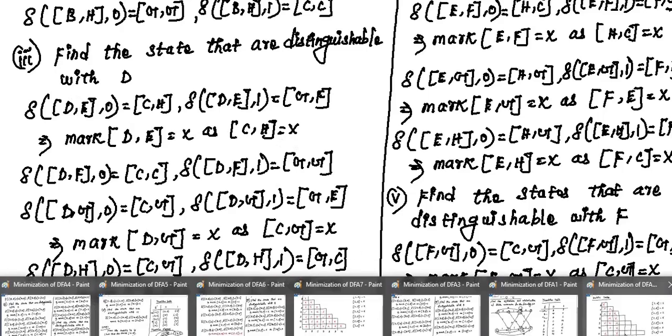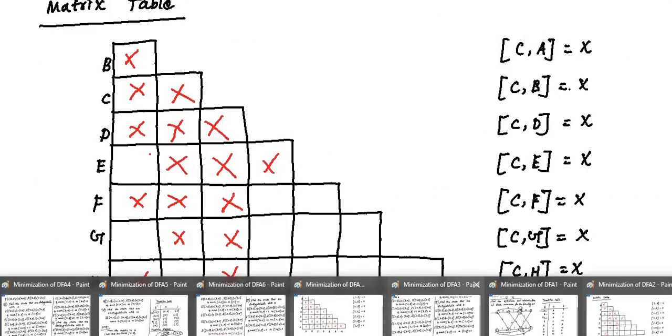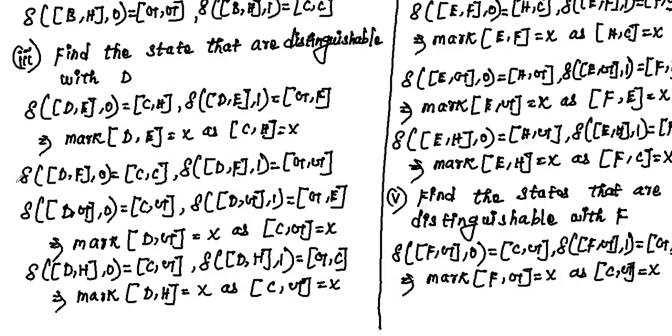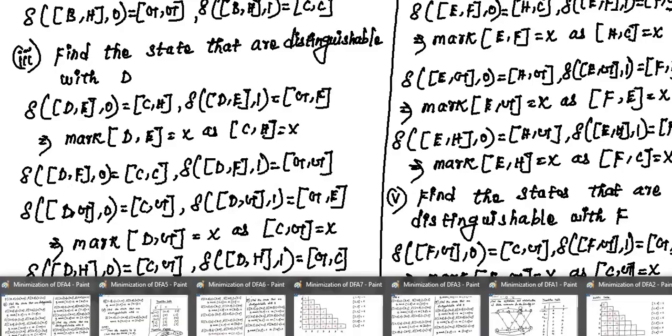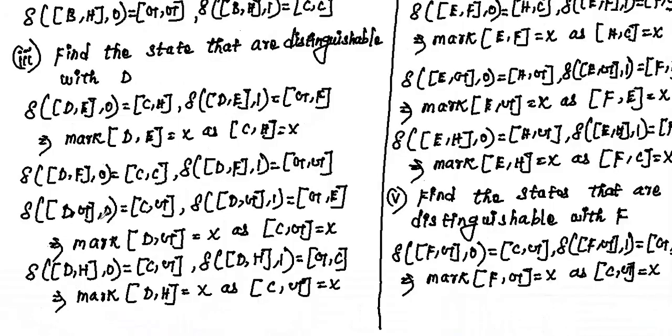Go to the matrix table. In this matrix table DE is cross mark. Next pair, del of DF, and apply input 0, 1. So DF 0. See the transition table. DF 0 is CC and DF 1 is GG. So CC, GG. Here you write CC, input is 0. DF 1 means GG. So these two answers are different. So just hold it, then move to the next step.